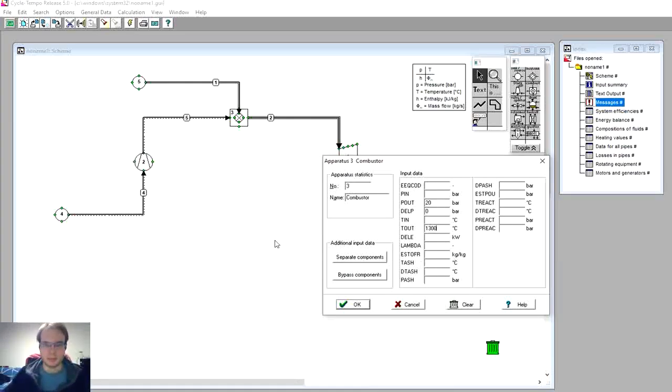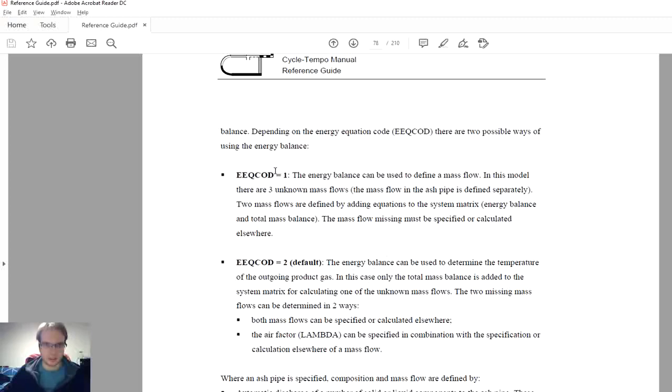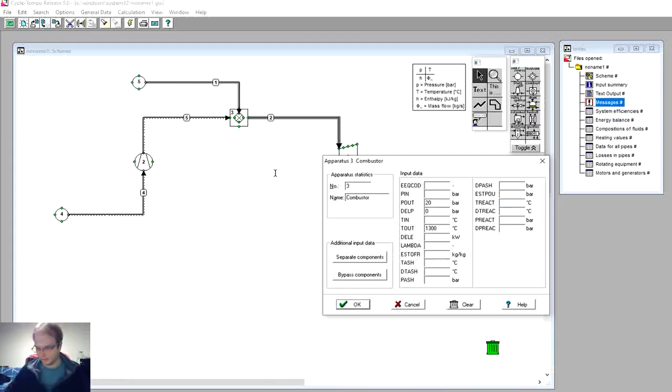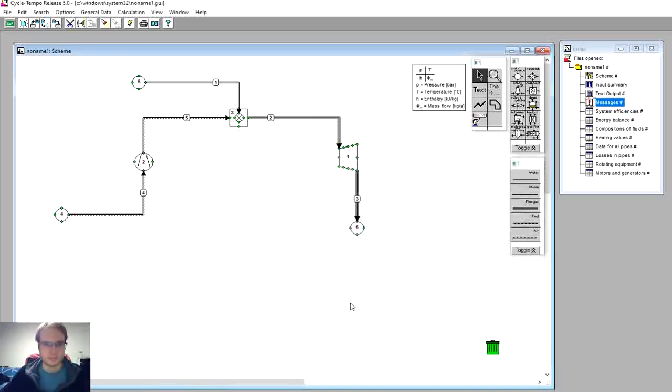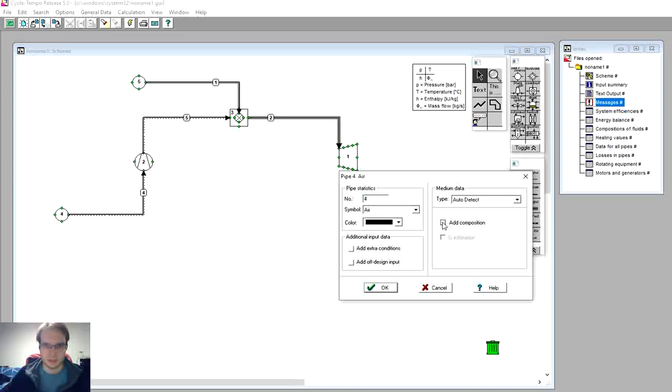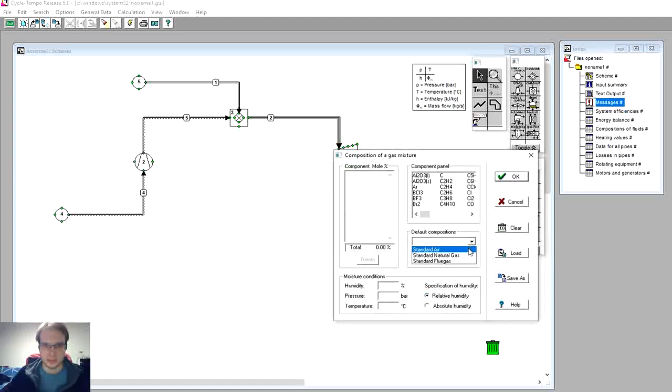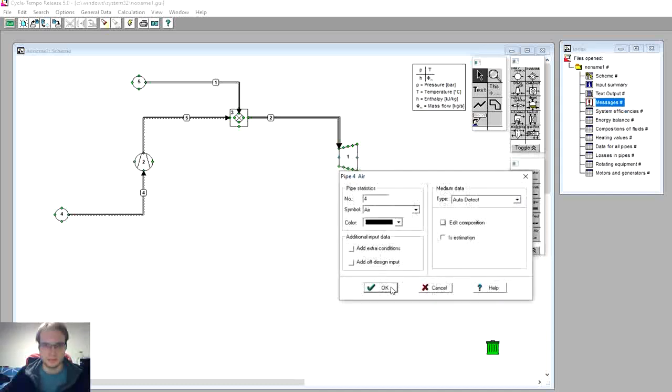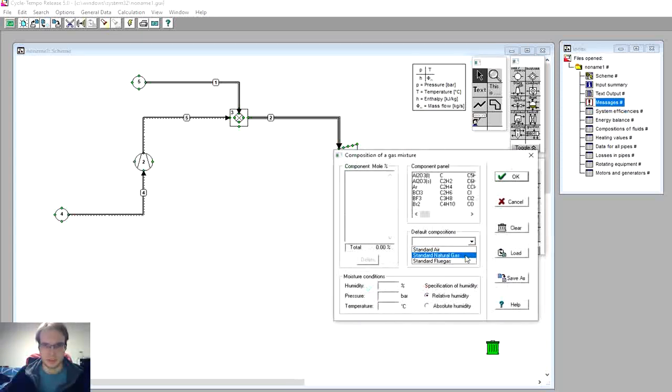So, in our problem, we want to have specified outlet temperature and we want to calculate the required mass flow rates of the oxidant and fuel. So we will need to put in EEQ code equals 1. One more thing that we haven't specified yet, we need to say to the program what are the compositions of our working fluids. So here at the airline, let's put in add composition and choose standard air. And at the fuel line, let's also add composition and put in standard natural gas.